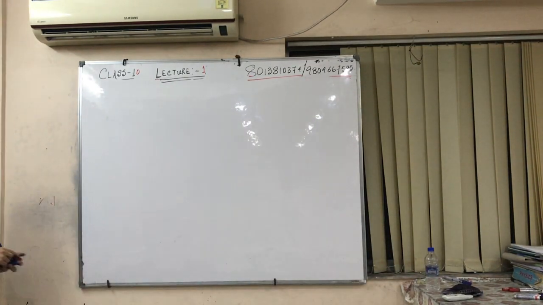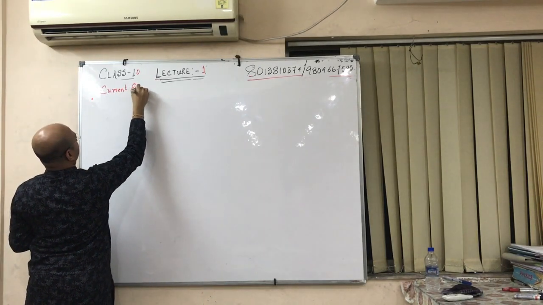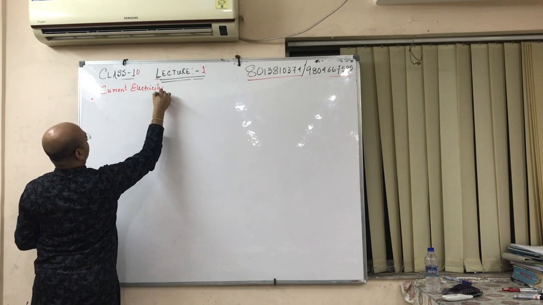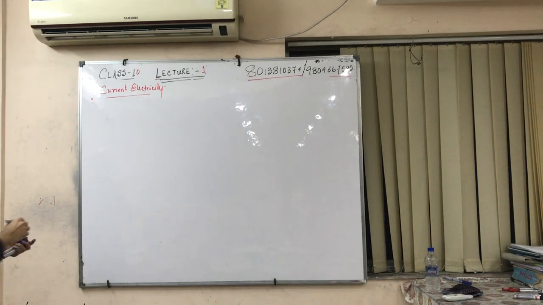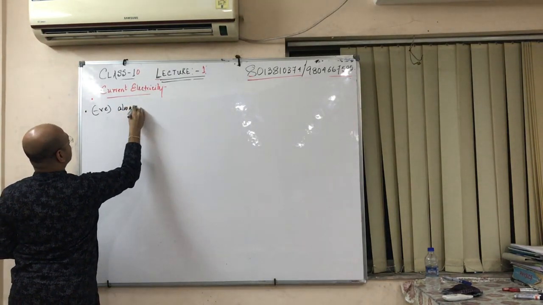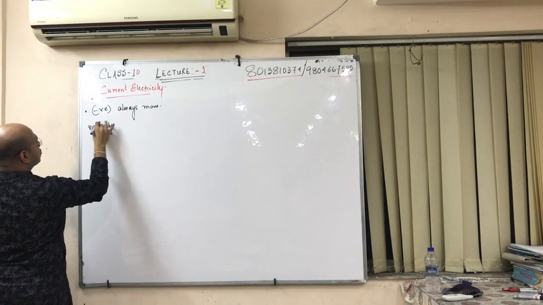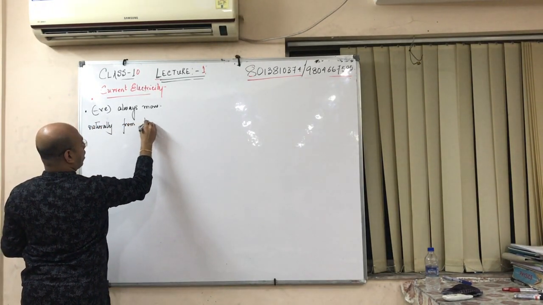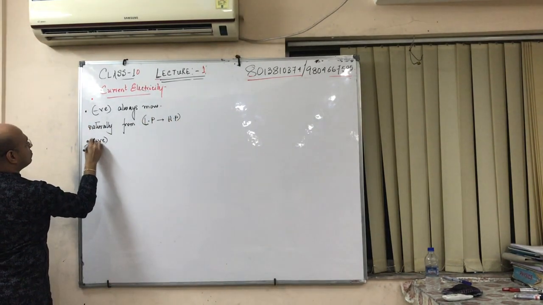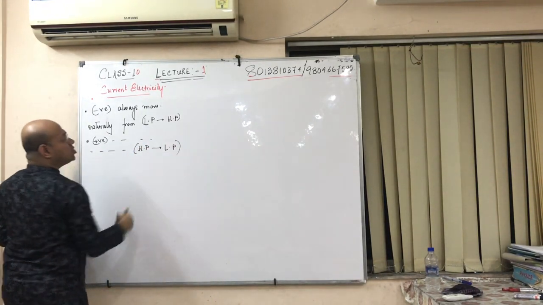Now we move on to the next part of current electricity. What we have ultimately seen is that a negative charge always moves naturally from lower potential to higher potential, and a positive charge always moves naturally from higher potential to lower potential.